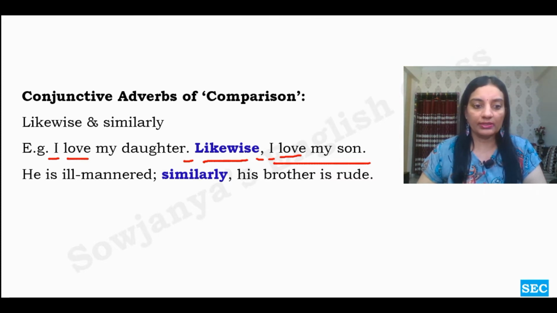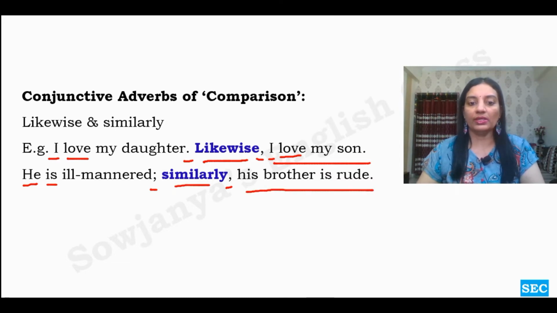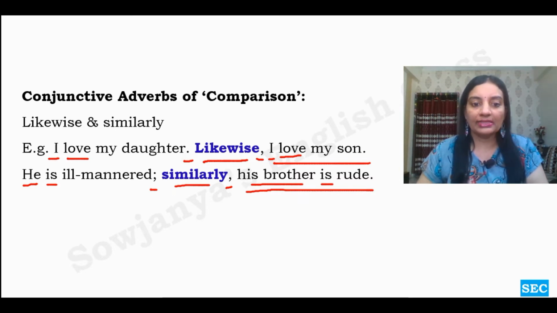So here it is, a compound sentence again. He is the subject, is the finite verb. After this first clause we have added a semicolon, and then comes our conjunctive adverb similarly, and then a comma, and another independent clause. His brother is the subject, is the finite verb. So likewise and similarly, in the same sense we mean to say.